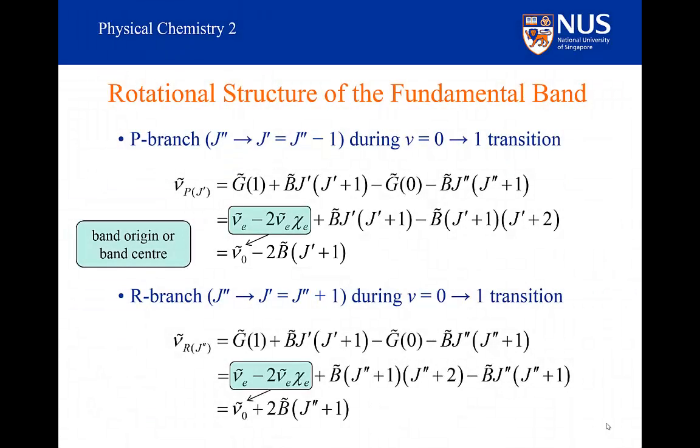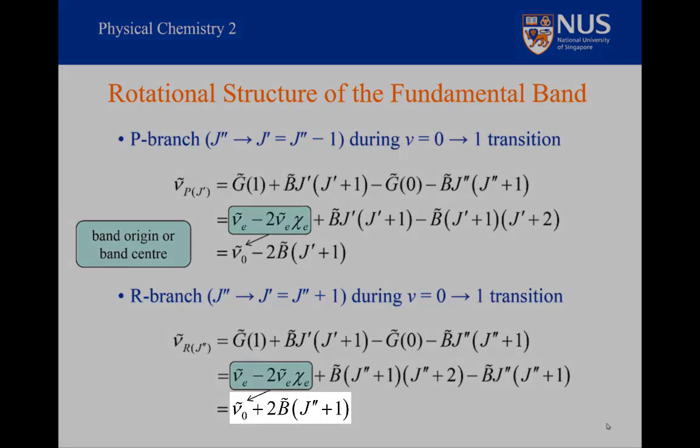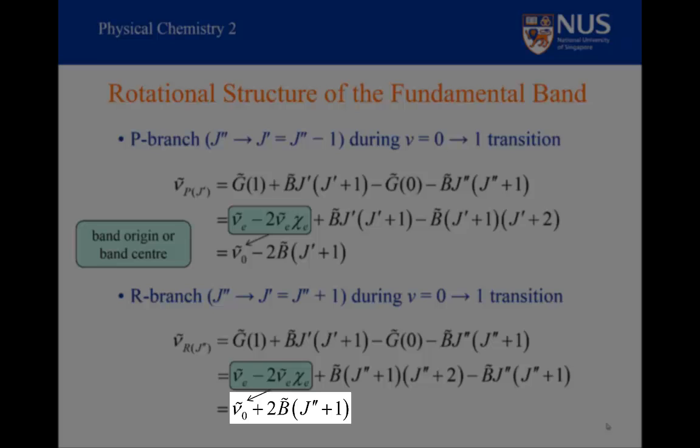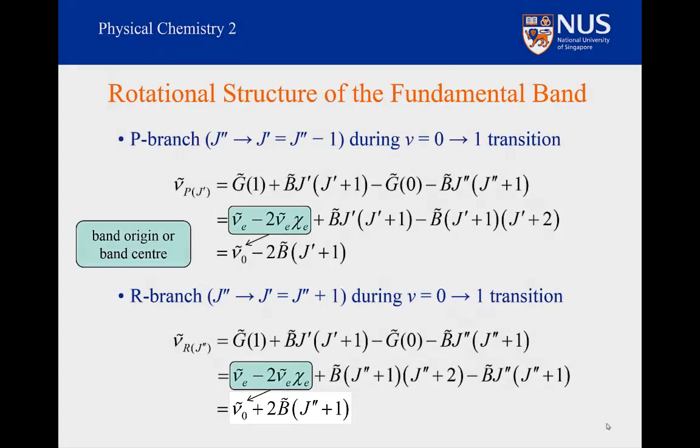Again, the minimum value of J double prime is 0 as well. Therefore, the first line in the R branch will be at nu 0 plus 2b. This means there's going to be a gap of 4b between the first line in the R branch and the first line in the P branch, and in the middle of that gap is going to be the fundamental frequency.